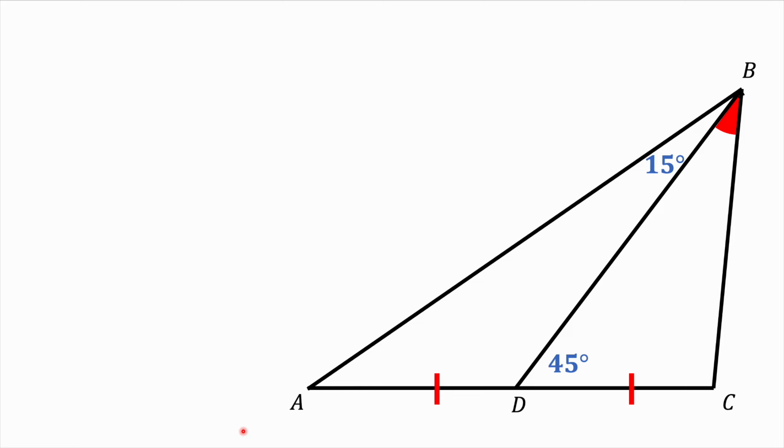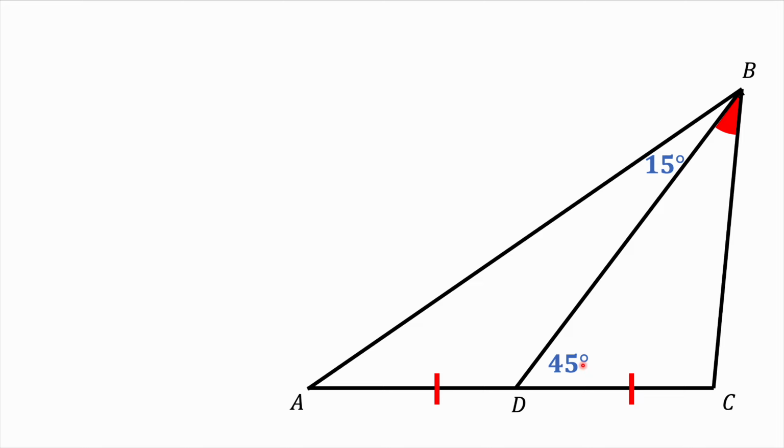Here we have a triangle ABC. In this triangle we have a median BD. And we know a couple angles. There's an angle of 15 degrees, an angle of 45 degrees. And we ask to find this angle CBD.